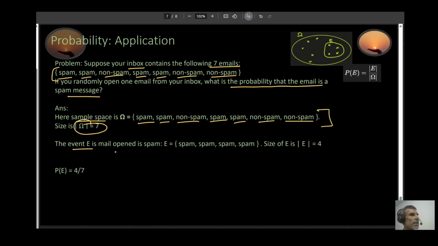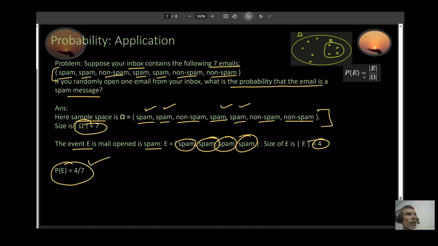The event E is that the mail opened is a spam. So in this case, this will be spam, spam, spam, spam. There are basically 4 spams: 1, 2, 3, 4. So this is my event E right here, and the size of E is going to be 4. So my probability of E is going to be 4 over 7. I'm applying this formula right here.